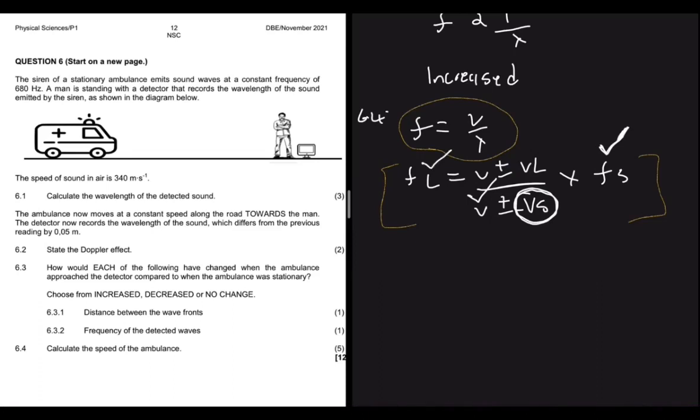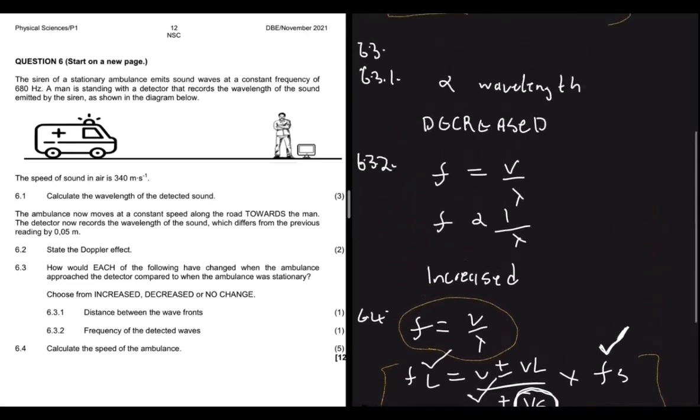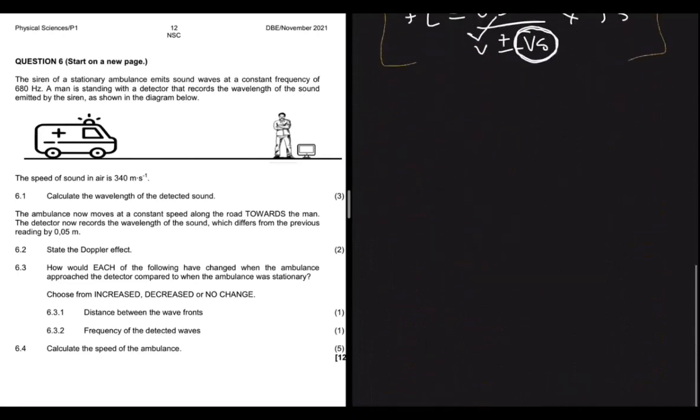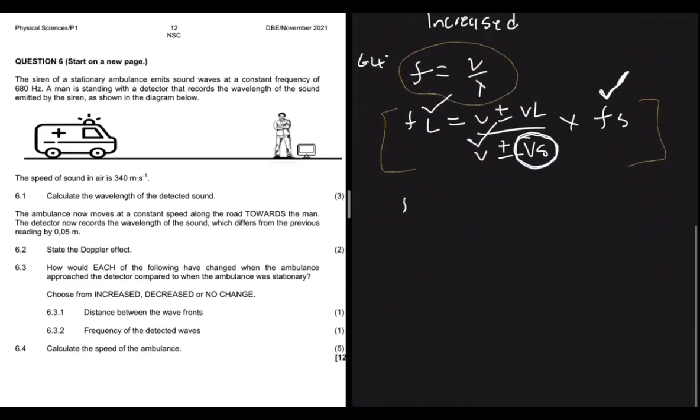And then the frequency of the listener, we can determine it because we now have the wavelength when the ambulance is moving towards, right? Which we determined to be 0.45 meters. So we're going to have the frequency of the listener equals 340 divided by 0.45, and that will be in units of hertz. So let's leave it like that. Let's not solve it any further.